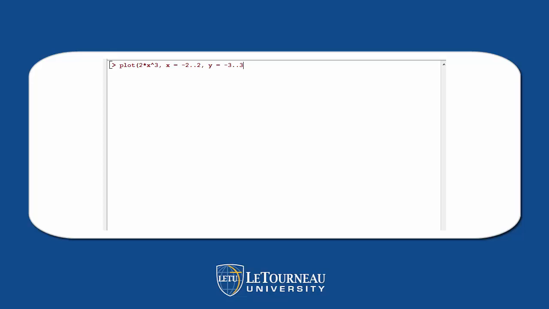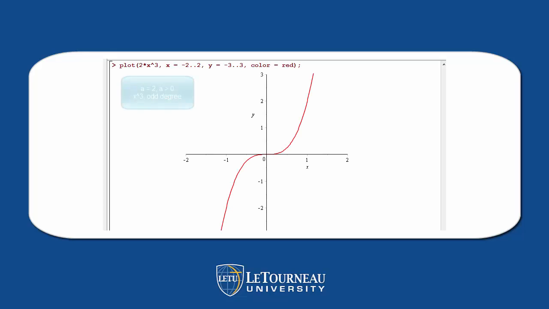Let's plot 2x cubed. X equals minus 2 to 2. We'll put it on a certain range here. Okay, notice that a equals 2. A was greater than 0. Odd degree falls to the left, rises to the right.